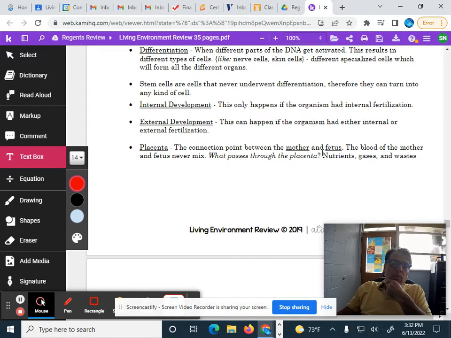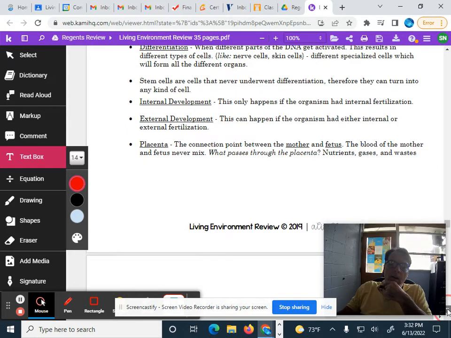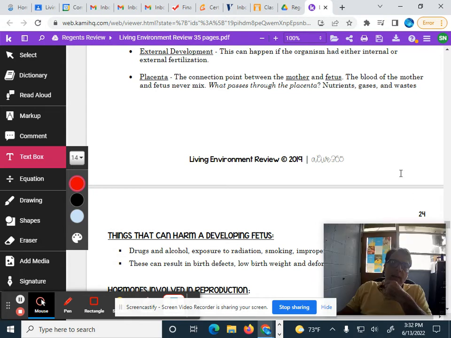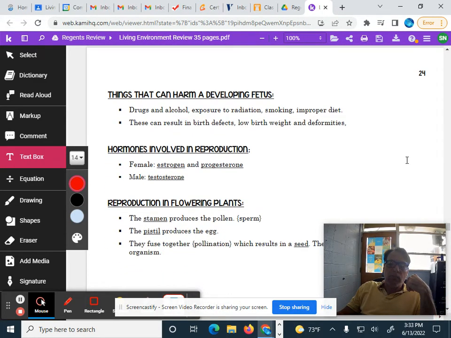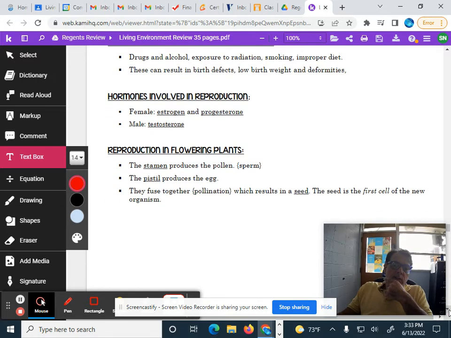Placenta is the connection point between the mother and the fetus. The blood of the mother and the fetus never mix. That's important. The mother and the child, the fetus, will exchange nutrients, gases, and waste, but their blood never gets together. So if you take drugs or alcohol as a mother, it will definitely go into the fetus. Smoking, bad diet, all of this stuff affects the fetus. It can cause birth defects, low birth weight, and even deformities, right? Mutations in the cells.